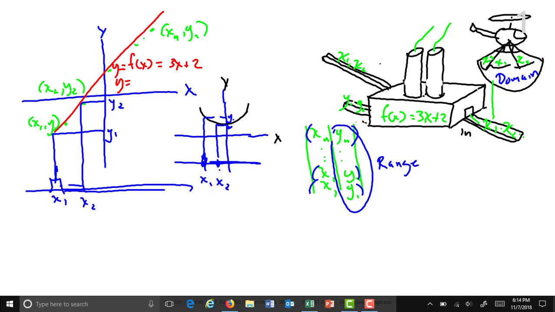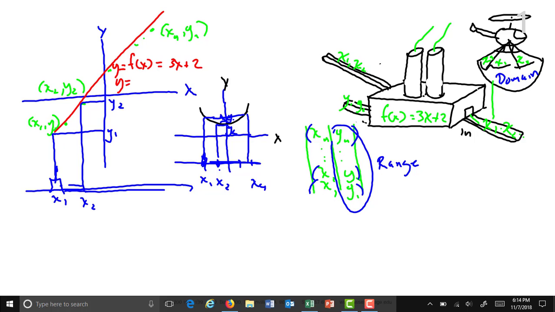But at some point over here, let's say x sub 4, for example, x sub 4 goes up, and guess what? It hits that same value. So actually, they're sharing this y. That's okay, because one x produced one y. Still, for one x, there's one y.